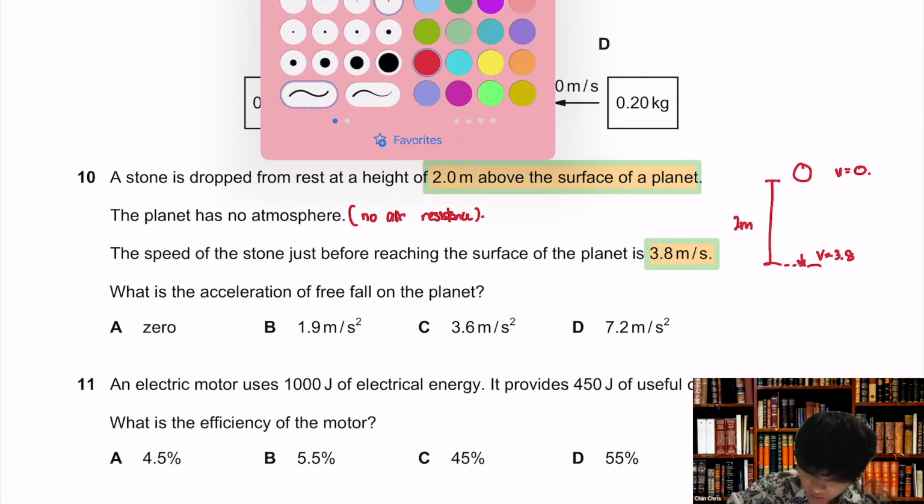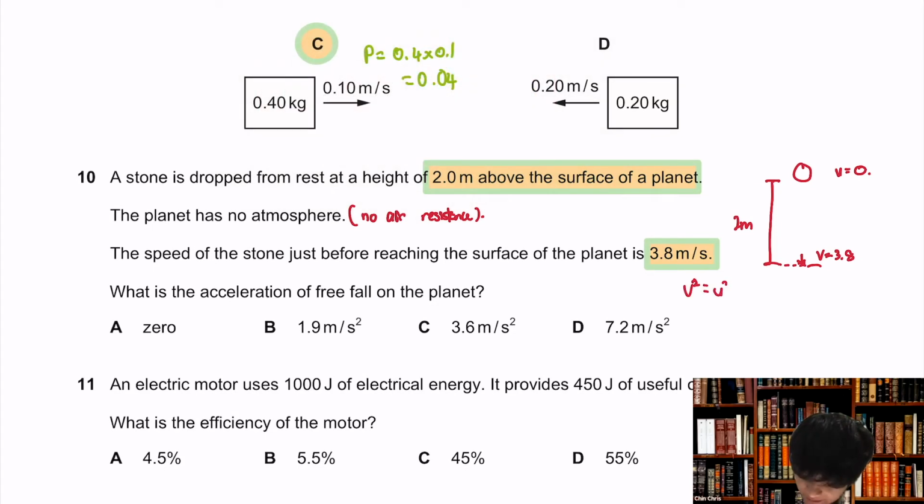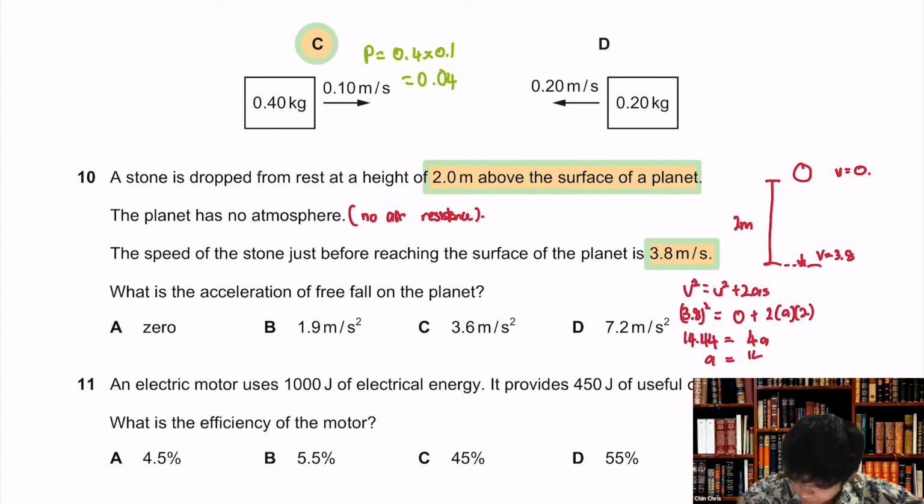Using v squared equals u squared plus 2as, I know that u is equal to 0. Final velocity is 3.8, so 3.8 squared equals 0 plus 2 multiplied by acceleration multiplied by 2. So 3.8 squared, I'm getting 14.44. It equals 4a. Acceleration is 14.44 divided by 4. I'm getting 3.61. And my answer is C. So far so good.